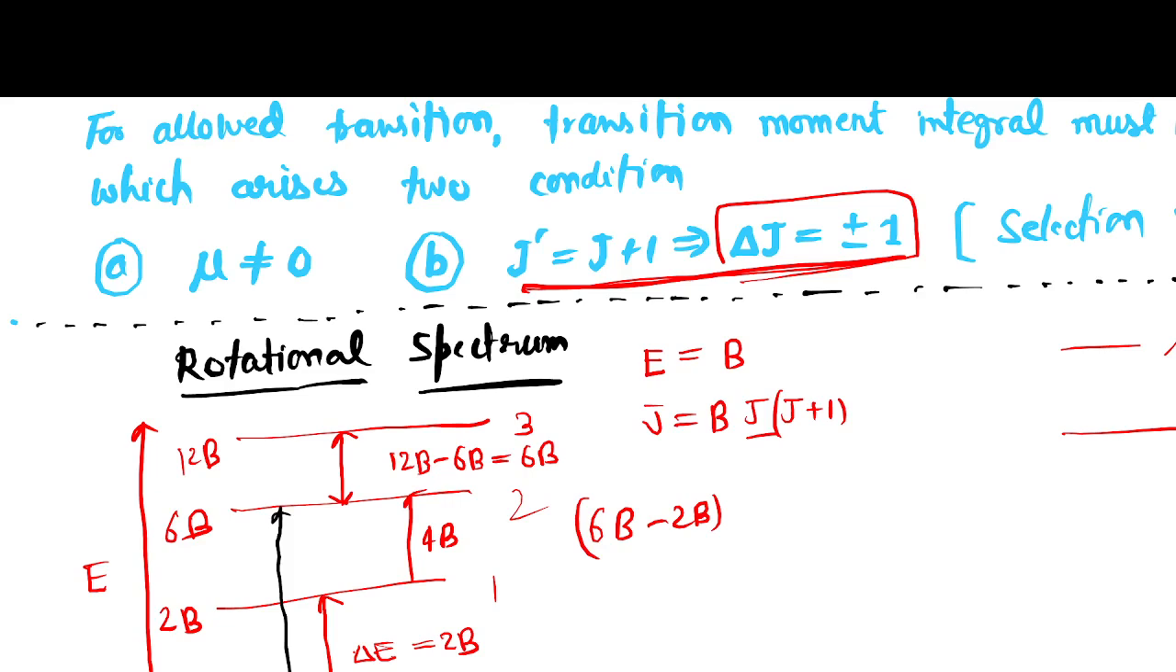Not allowed, sir. Very good, because in this case delta J will be 2, so not allowed. Okay, very good.